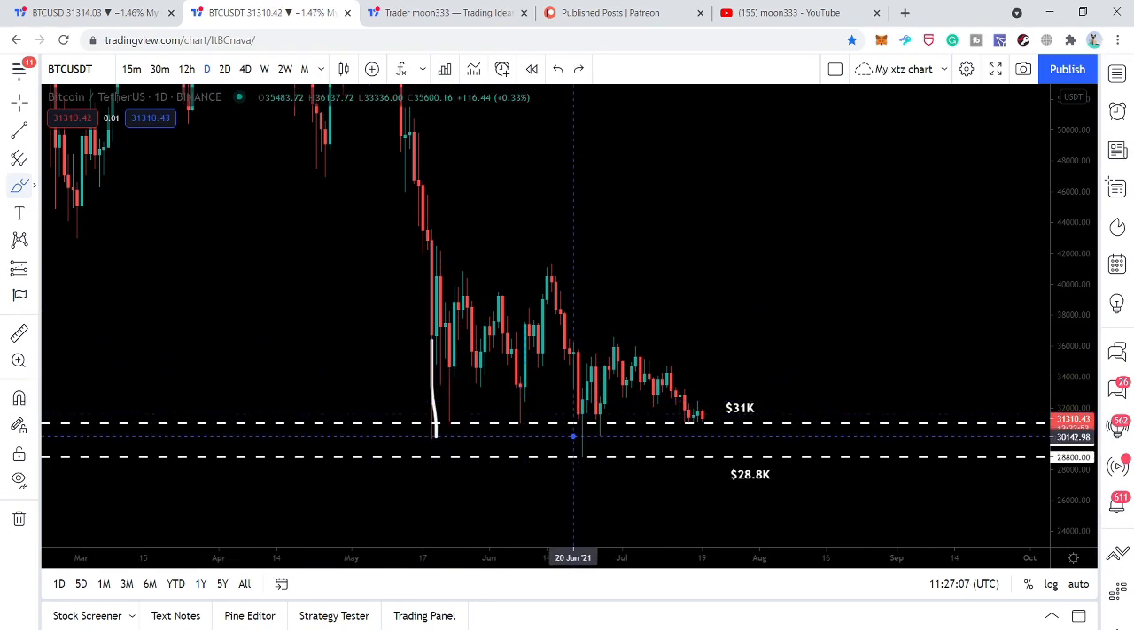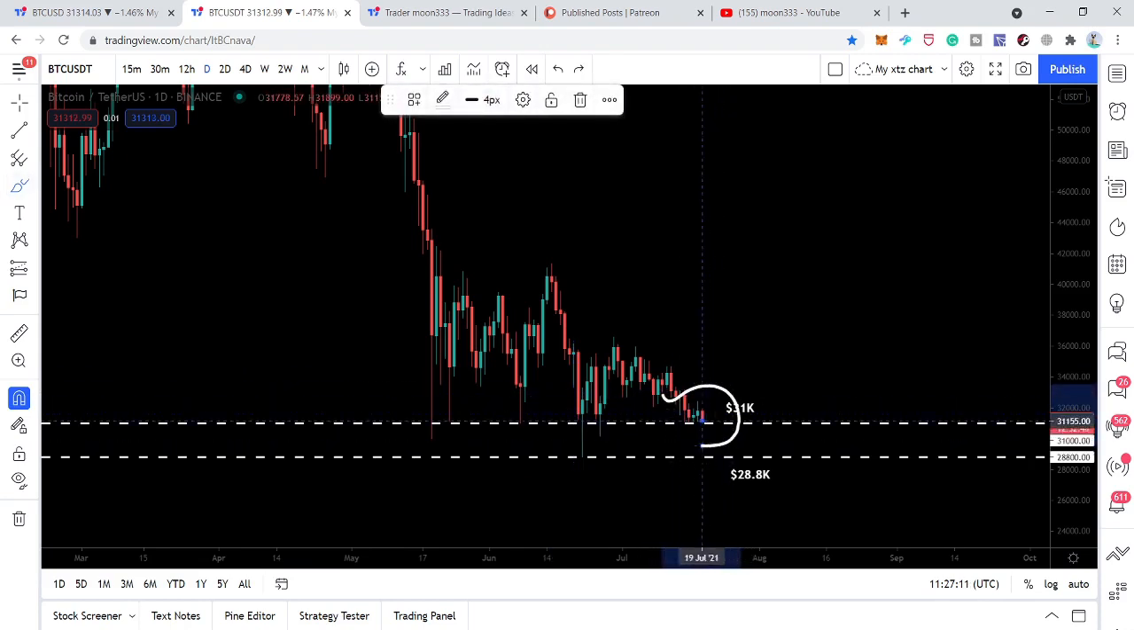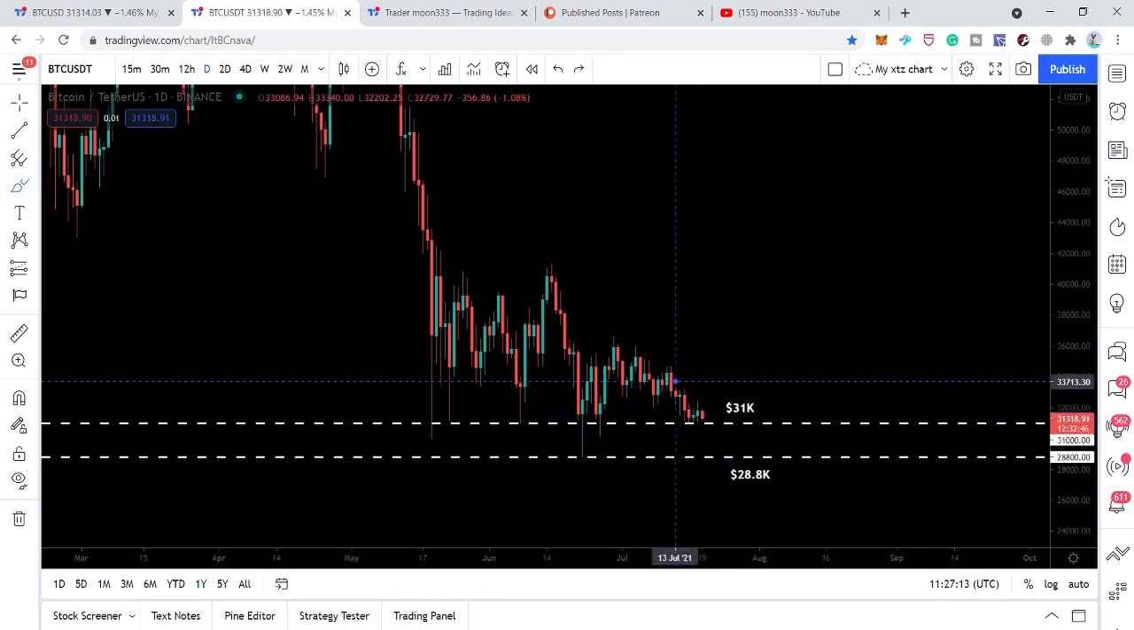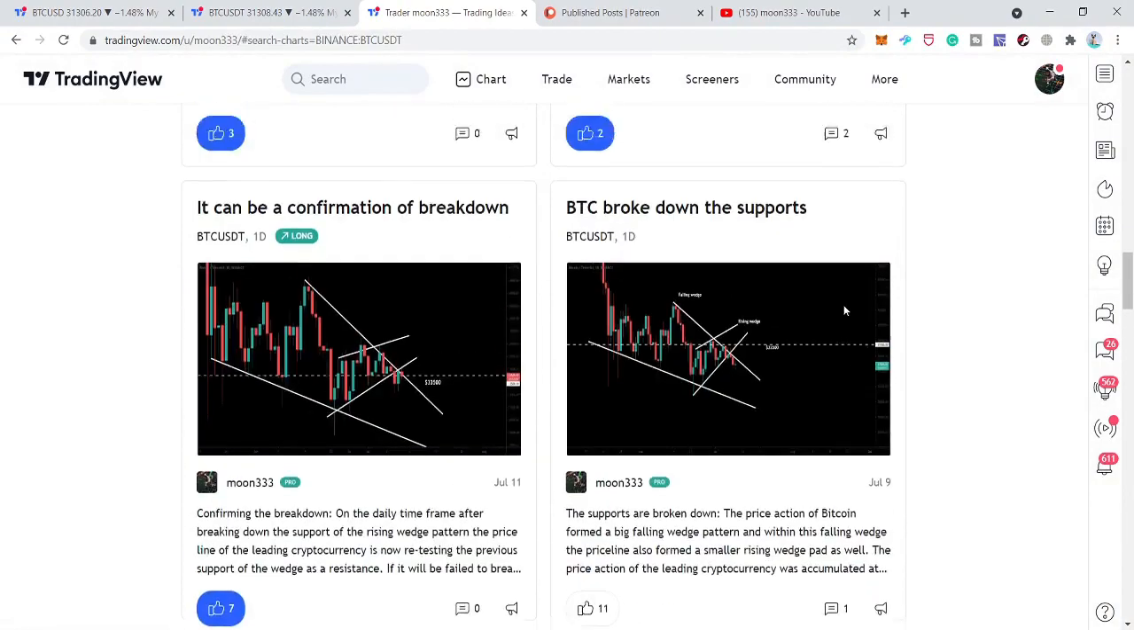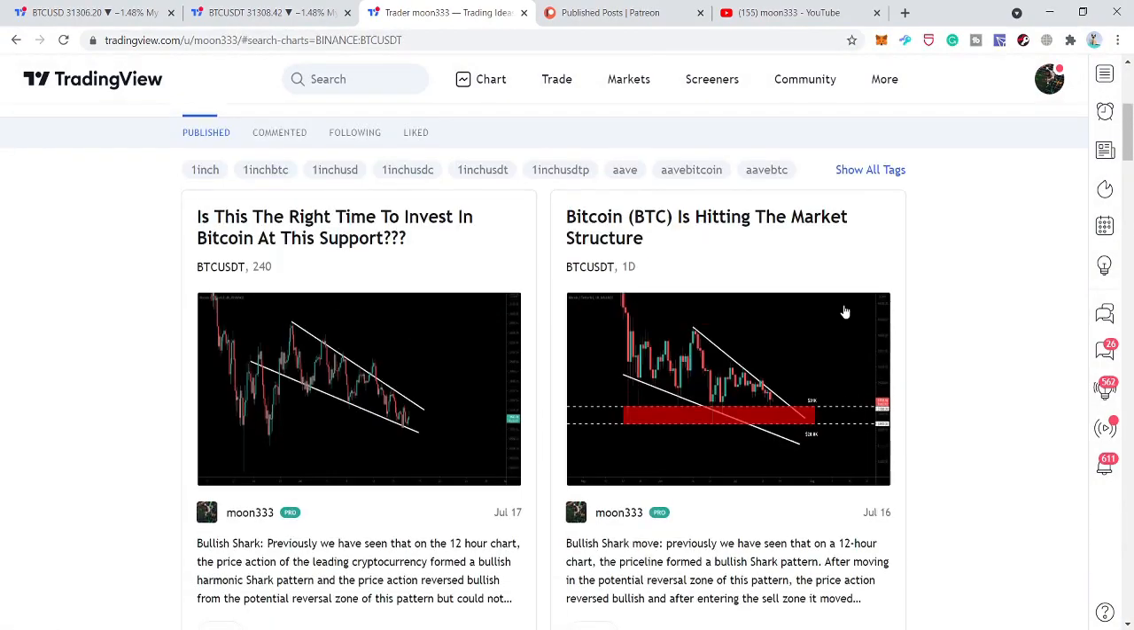But currently you can see that the price action has moved more down, and a complete body of the candlestick is hitting this very strong support zone that is from $31,000 to $28,800, and at the same time the price line is also at the resistance of the big falling wedge that has been formed on the daily time frame.